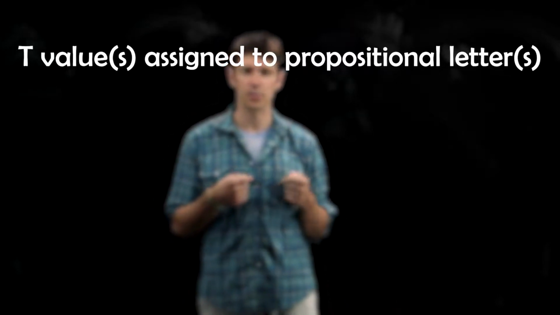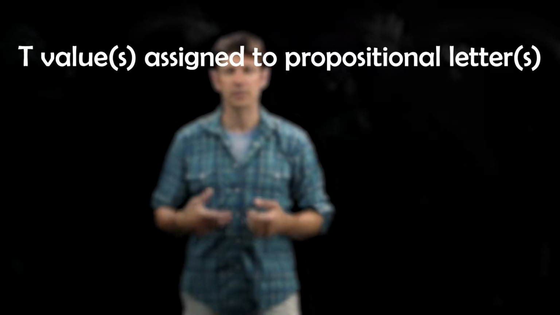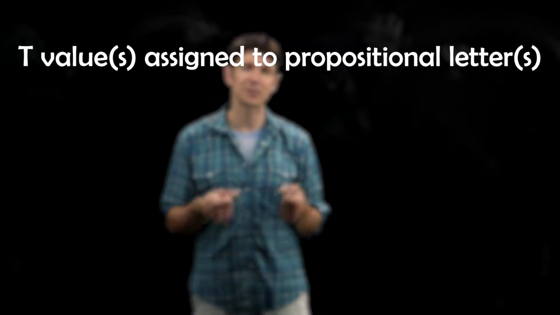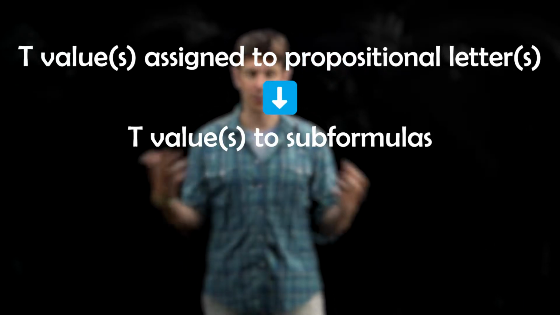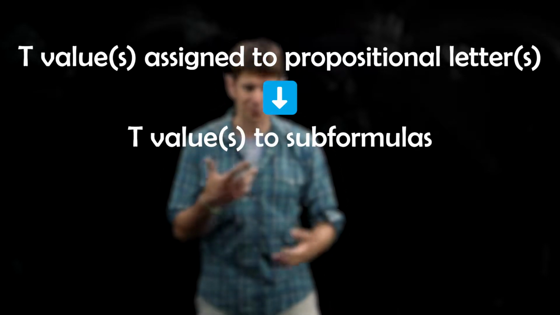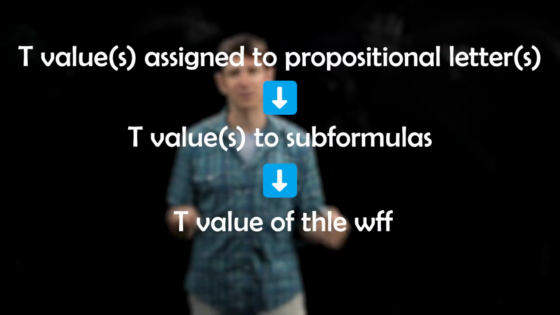When you calculate the truth value of a complex, well-formed formula, what you do is take truth values that are assigned to the propositional letters, which is the interpretation of those propositional letters, use those truth values to determine the truth values of the subformulas in that complex, well-formed formula, and then use the truth values of those subformulas to determine the truth value of the entire complex, well-formed formula.